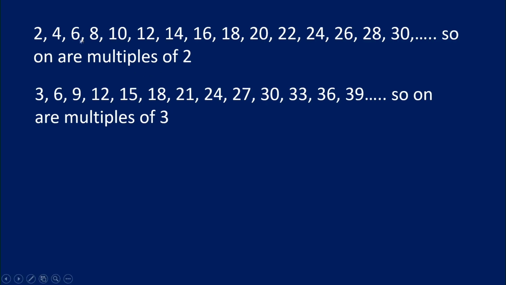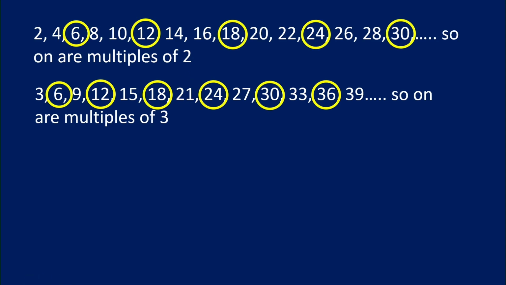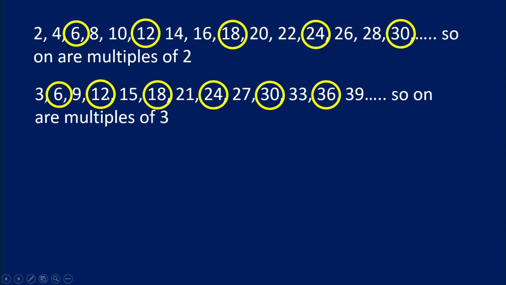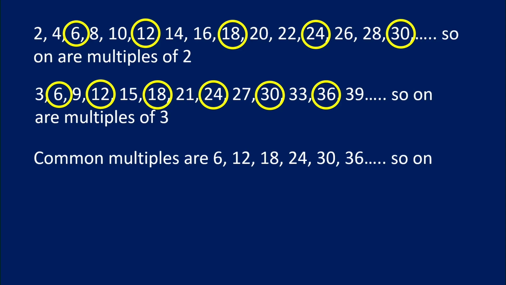See, can you find any common numbers among these two sets of numbers? The common numbers: 6 here, again 6 is existing here; 12 here, 12 is existing here; 18 here, 18 is existing here; 24 here, 24 is existing here. Like that I have circled all the common multiples from those two. These exist in the multiples of 2 and the multiples of 3. These are common multiples of 2 and 3.